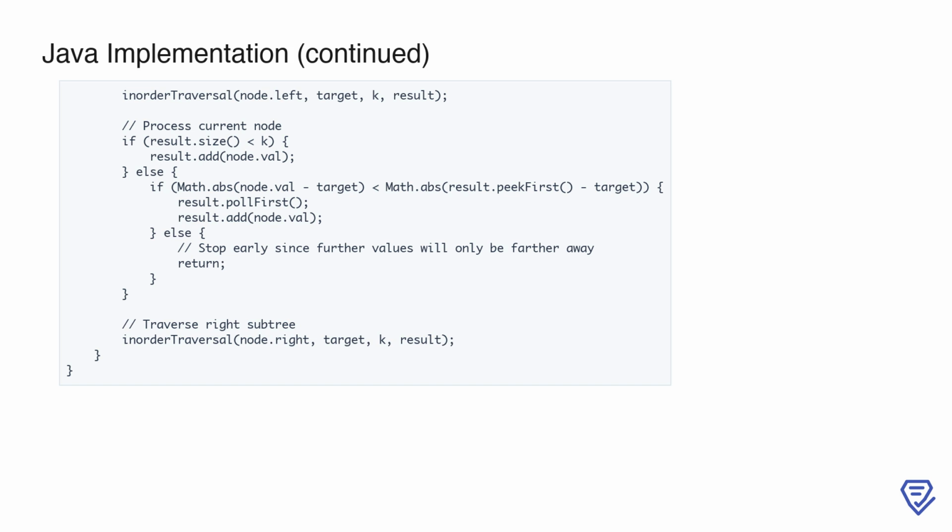First, we traverse the left subtree, adhering to the in-order traversal pattern. Then, we process the current node. If the result deque contains fewer than k elements, we add the current node's value directly. Otherwise, we compare the current value's distance to the target with the distance of the farthest value in the deque. If the current value is closer, we remove the farthest value and add the current one. This keeps the deque updated with the closest elements. If the current value is farther, we exit early, as all subsequent values will only be farther due to the properties of in-order traversal. Finally, we traverse the right subtree to complete the process.